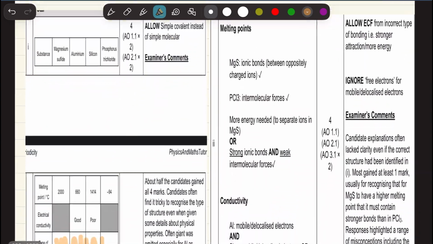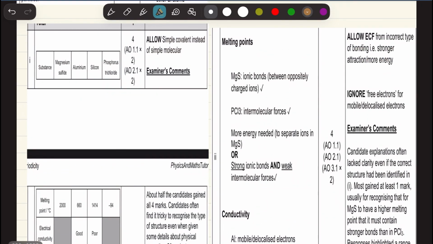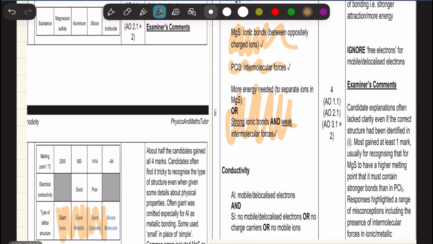And then in terms of the statements that we had, MgS has ionic bonds, PCl3 has intermolecular forces. We need more energy to break ionic bonds compared to the van der Waals forces, so that's why we have that difference there. Conductivity: remember we said metals have delocalized electrons. Giant covalent compounds like silicon do not, and because they don't, they cannot conduct.